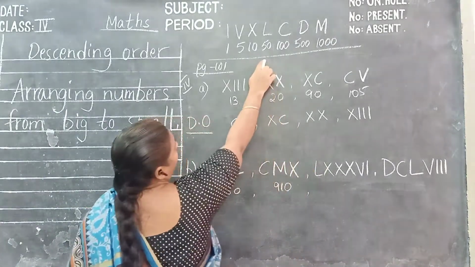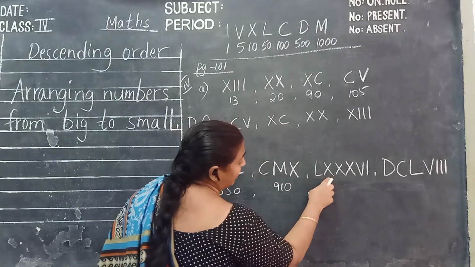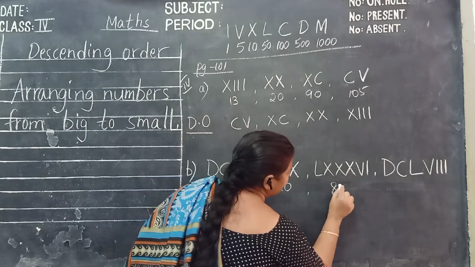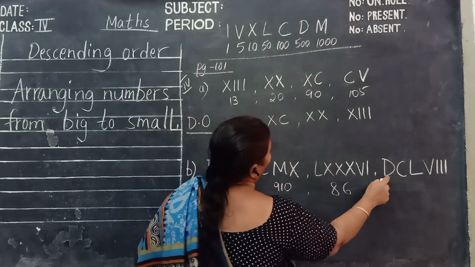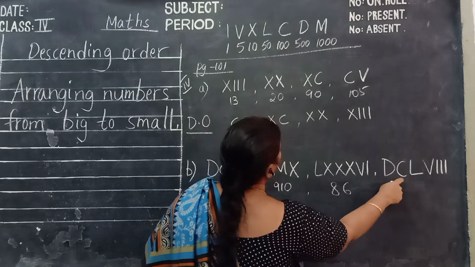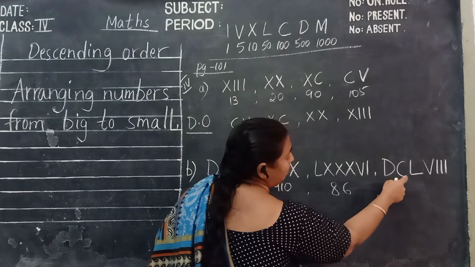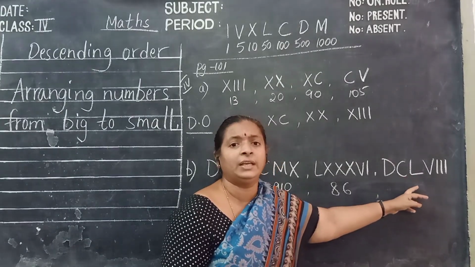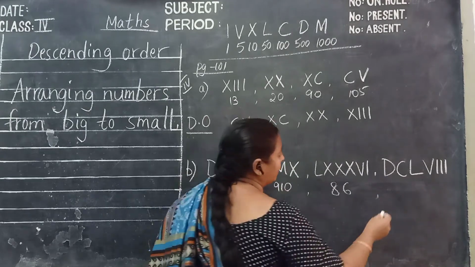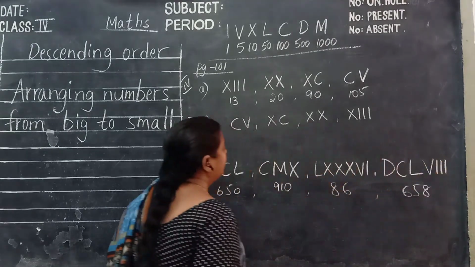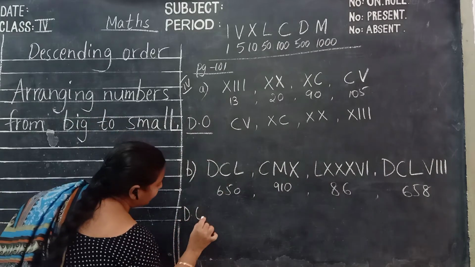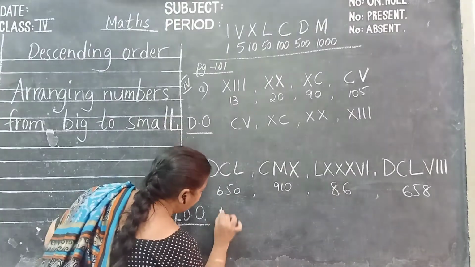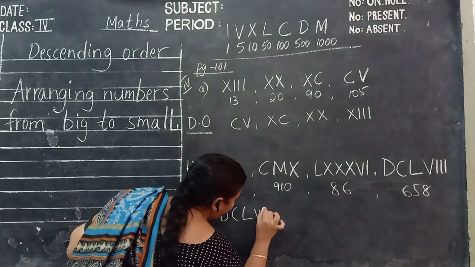Then see this one. L. What is the value of L? 50. Then X, 10. 50 plus 10, 60, and then VI, 6, so 86. Then see here, children, what is the value of D? 500. Then C 100, L 50. 500 plus 100, 600. 600 plus 50, 650, and then 8, 658. See, children, now we should arrange them in descending order, big to small. Which is the big one? 658, DCLVIII.